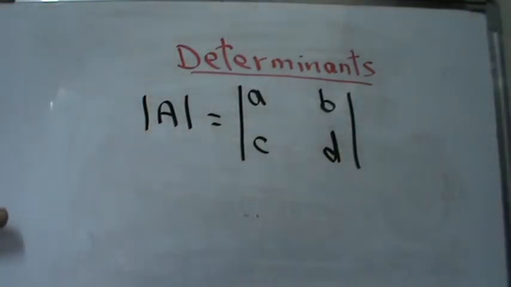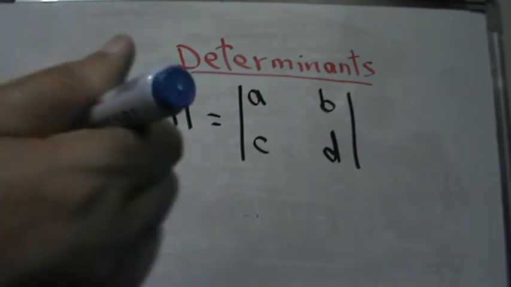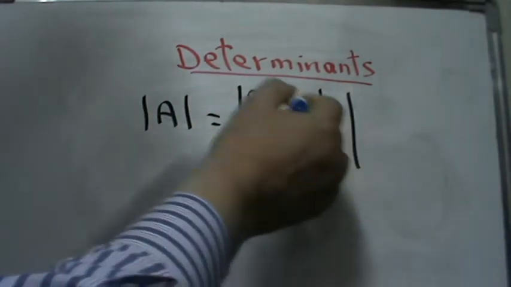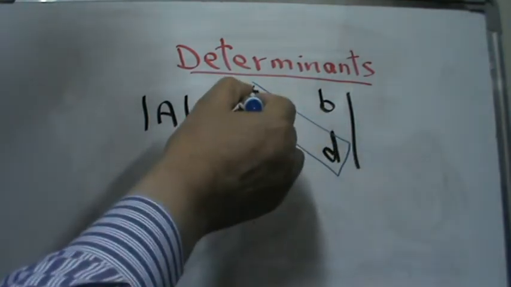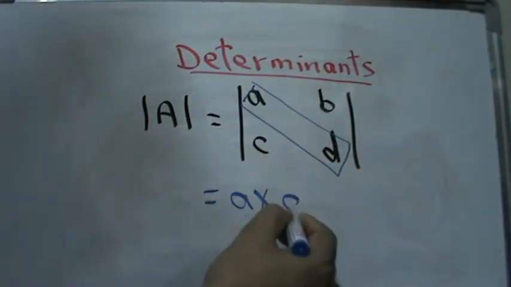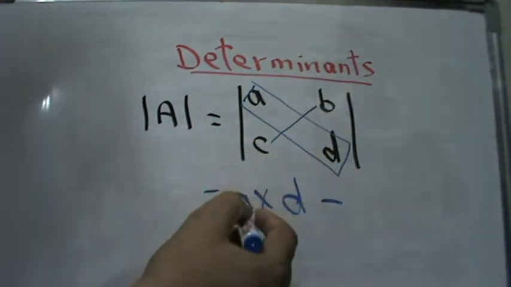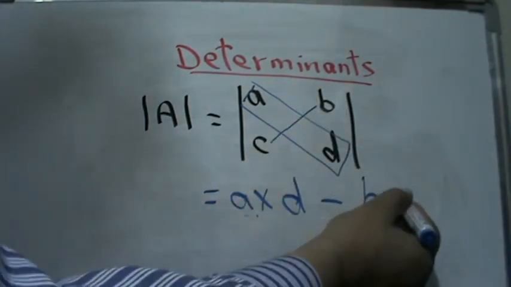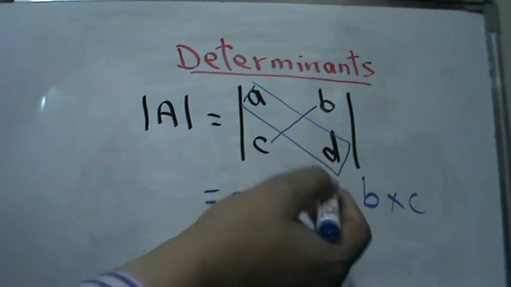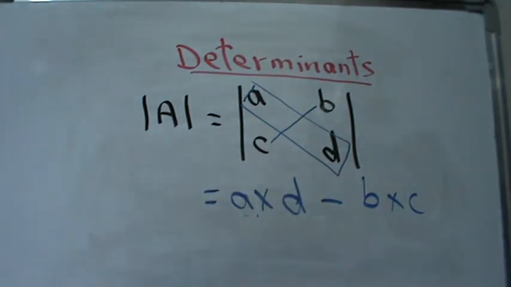To get the value of this determinant, you will get the product of the elements of the principal diagonal, which are A and D, A times D. Then subtract the product of the other elements of the non-principal diagonal, B times C. Subtracting these values, you will get the value of the determinant A. This value may be positive, may be negative, may be 0.